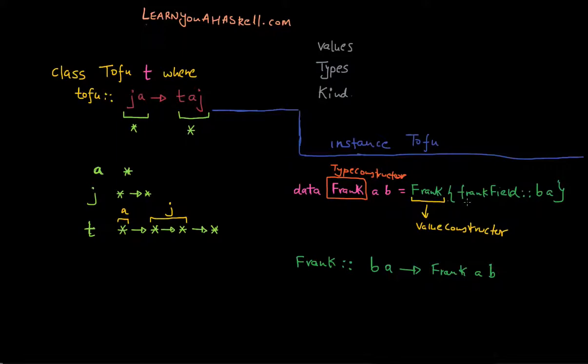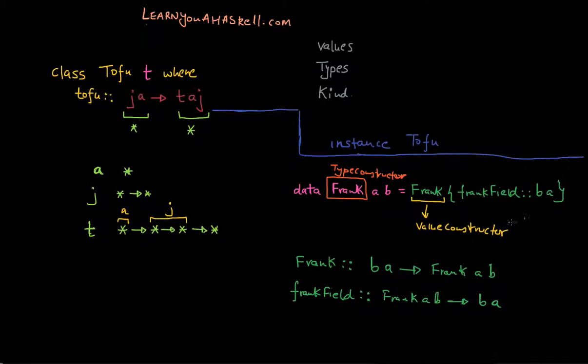Okay, what is the type signature for my Frank field here? The type signature for Frank field is that it takes in as an input some value that happens to have a type of Frank a b, and it gives back as an output some value that happens to have a type of b a.